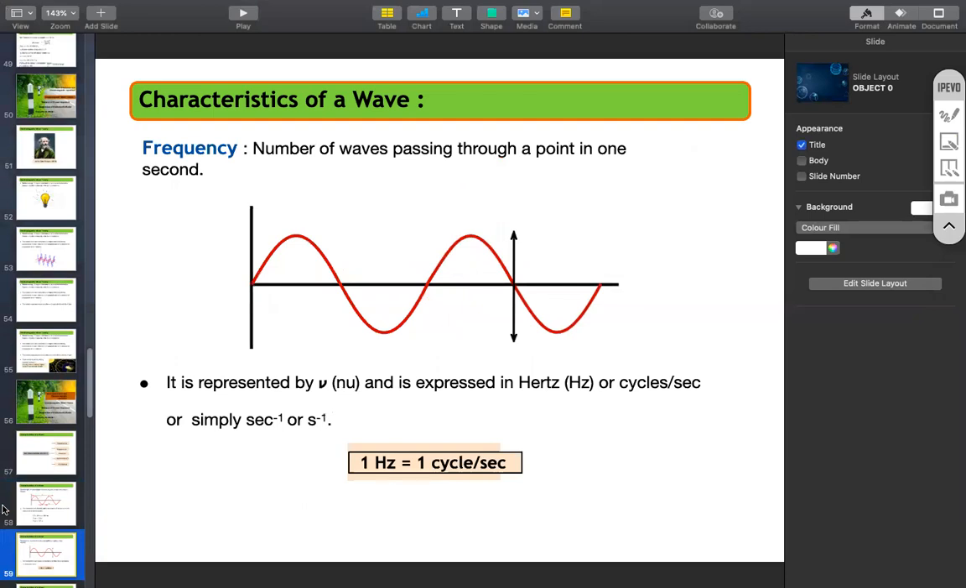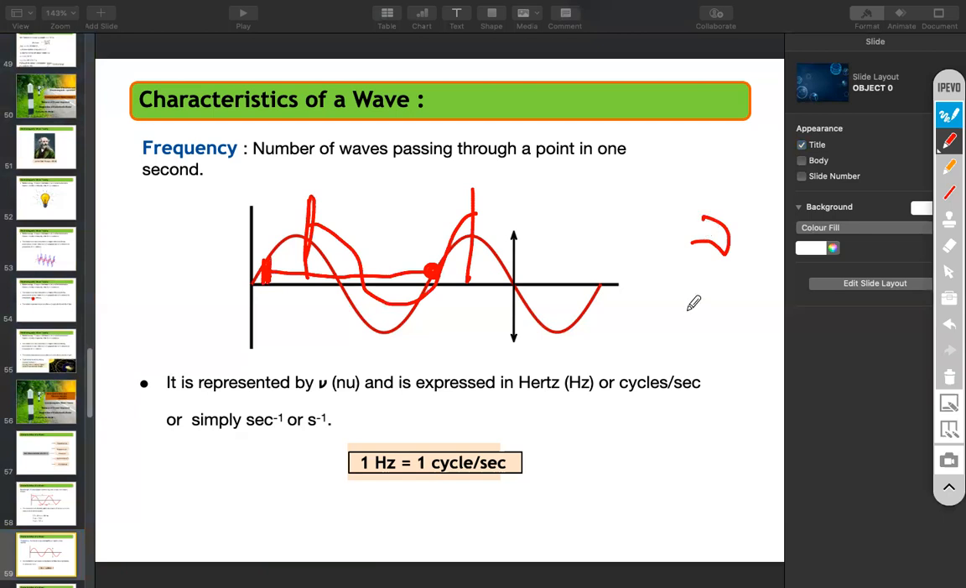Next is frequency. What is frequency? Number of cycles of wave passed in 1 second. Very, very interesting and very, very important. In 1 second, how many waves have passed, that is the frequency. Got it? Please write it down fast. It is represented by nu. It looks like this, nu.